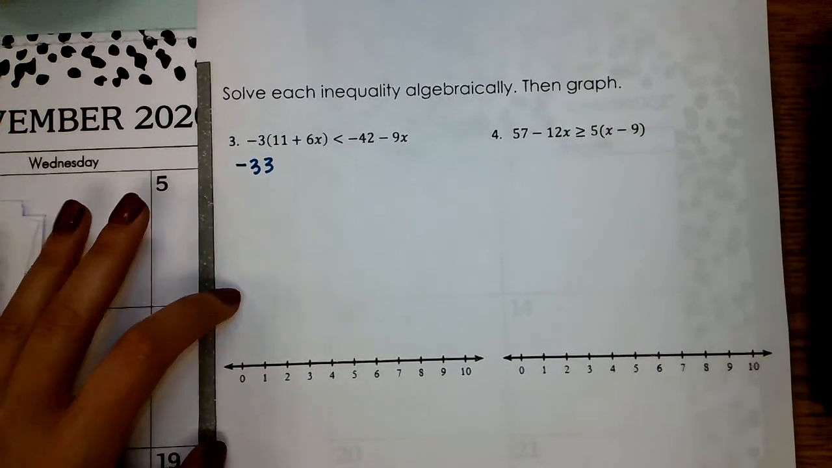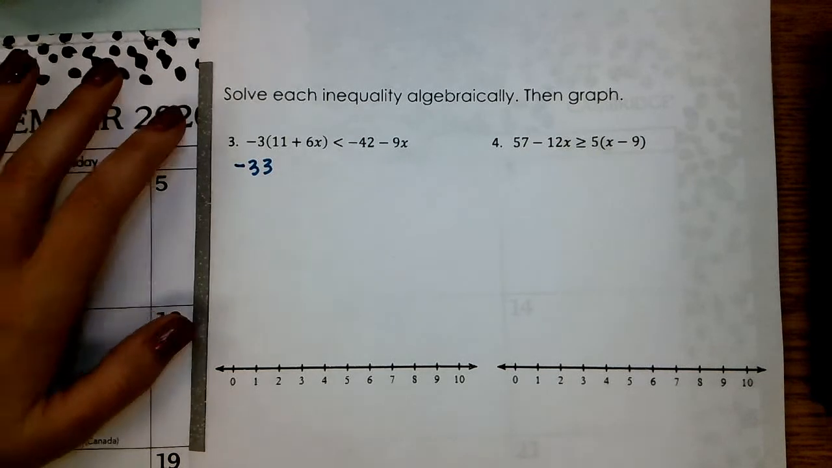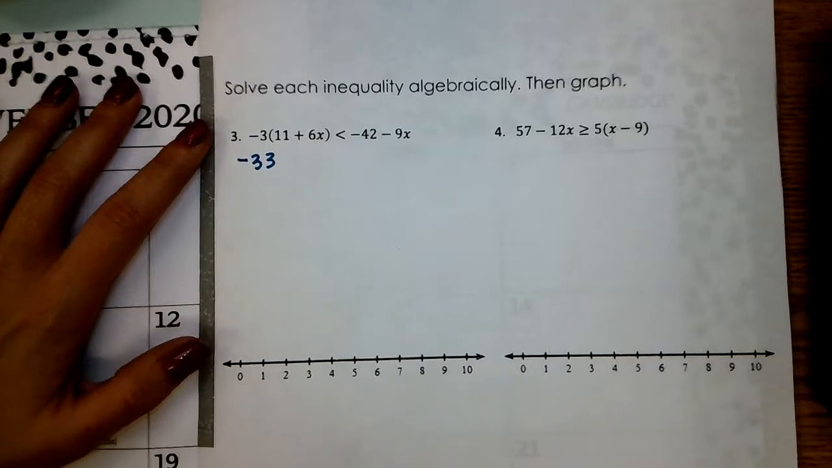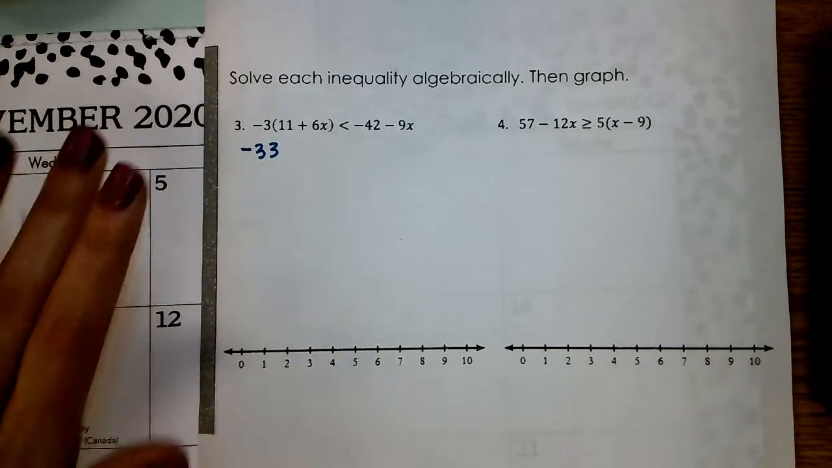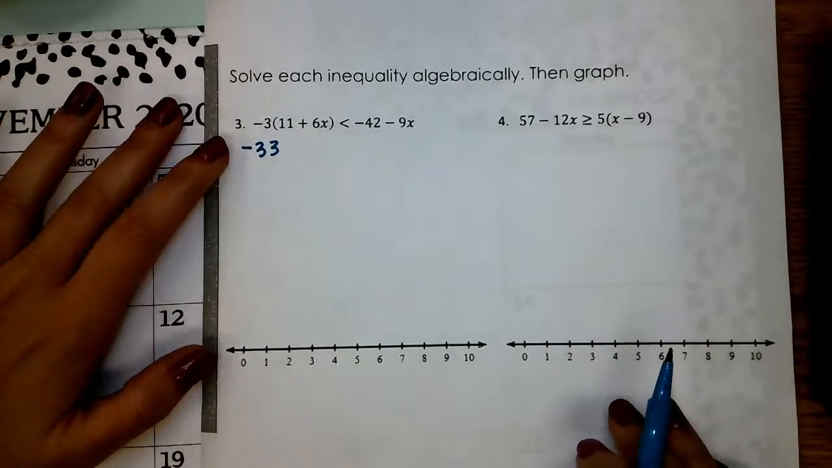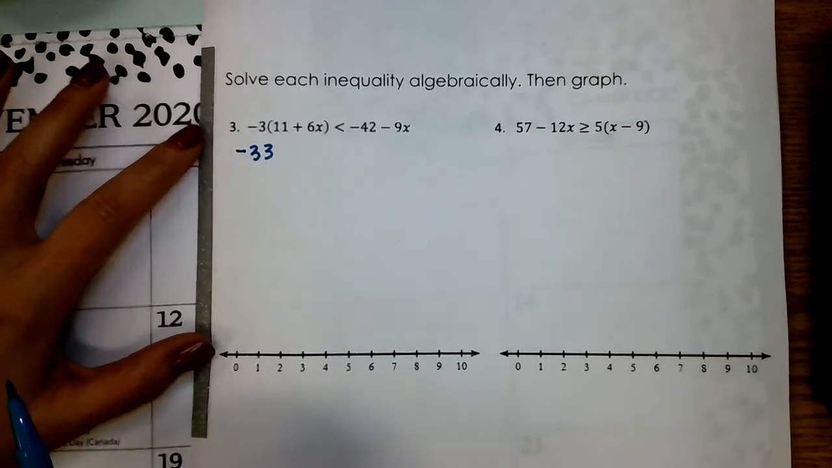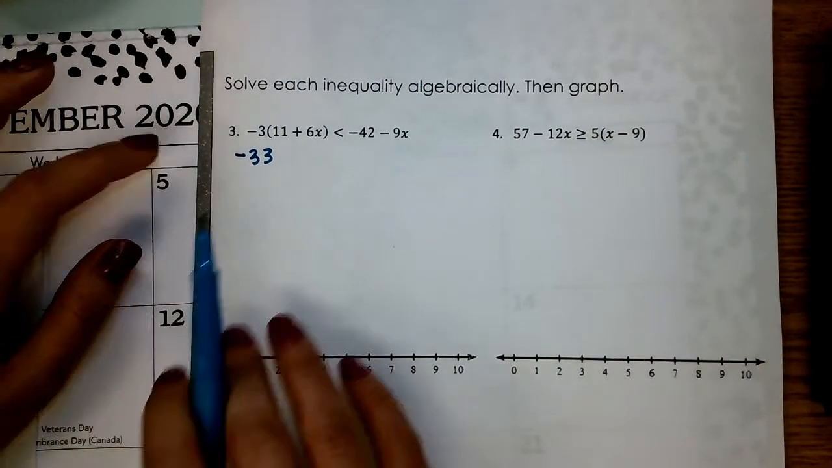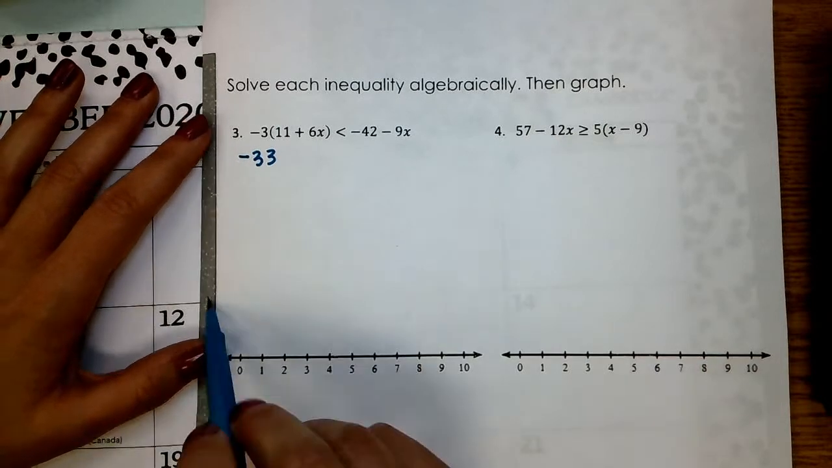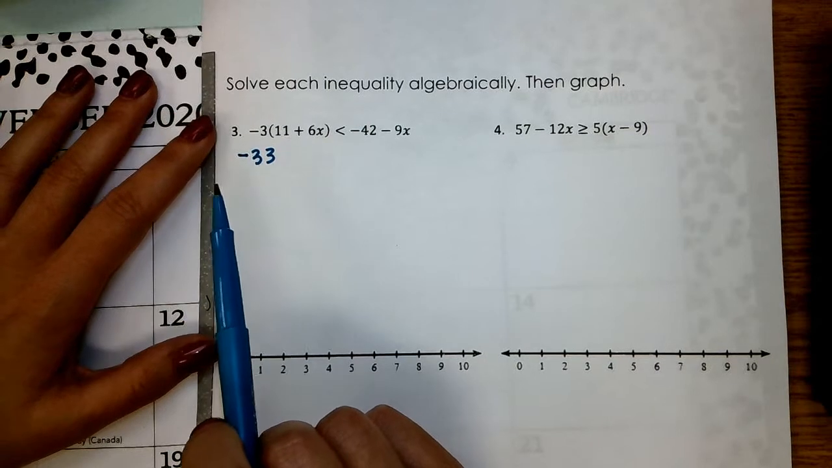Alright, so for these problems, we need to solve each inequality algebraically, and then we need to represent our solutions on a number line. So here we have negative 3 times the quantity 11 plus 6x is less than negative 42 minus 9x. So what we need to do first, we want to isolate the variable. So we want to get the variable, in this case it's x, on one side of the inequality symbol by itself. So on the left-hand side here, you can see I've already started, we need to do the distributive property.